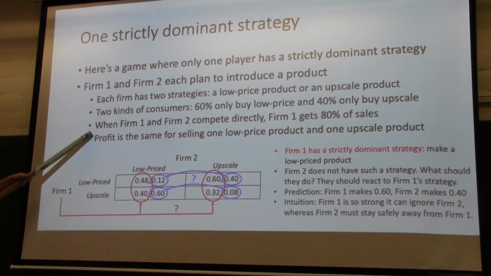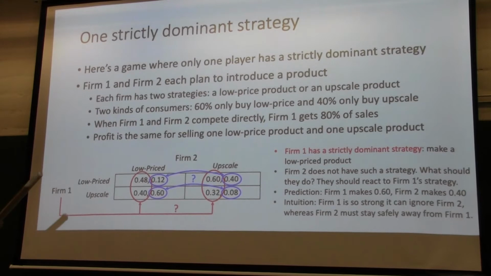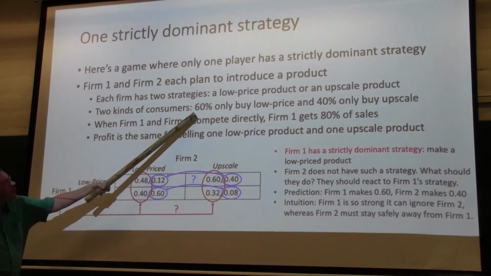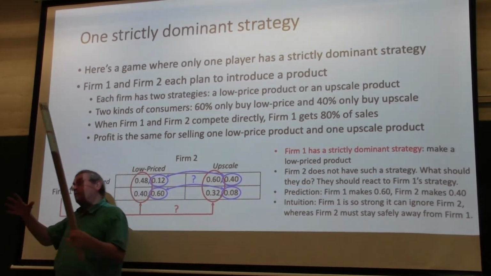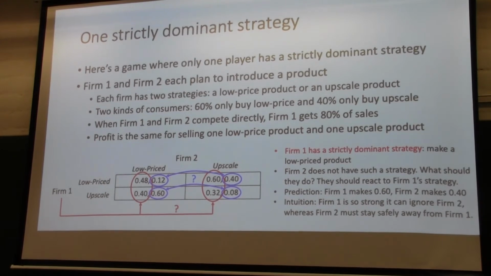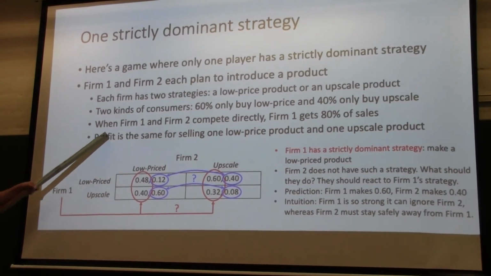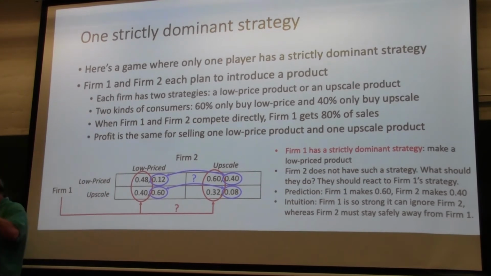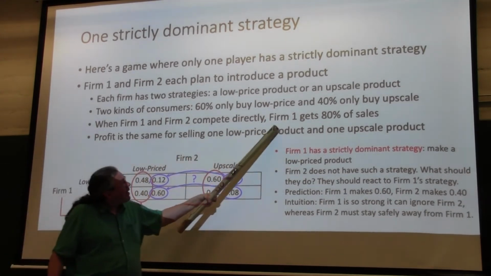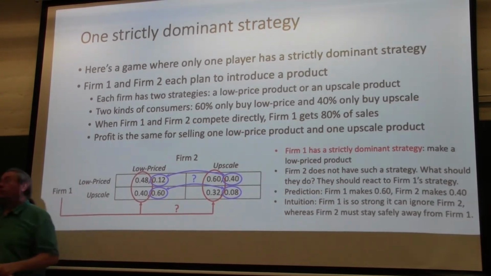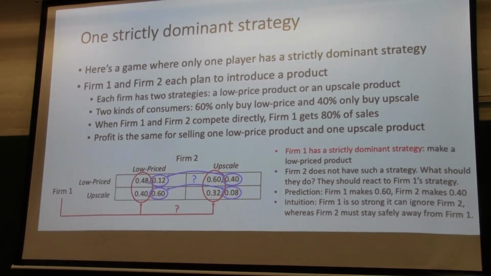Here's a table. So here are the rules we take. We assume there are two kinds of customers. 60% will only buy the low price, and 40% will only buy the upscale. So each of those two have their market. Of course, you can change the numbers. Also, firm 1 and firm 2 have reputations. Firm 1 has a much better reputation than firm 2. So if they compete directly, firm 1 will get 80% of the sale. So here is the payoff matrix coming from these two rules.